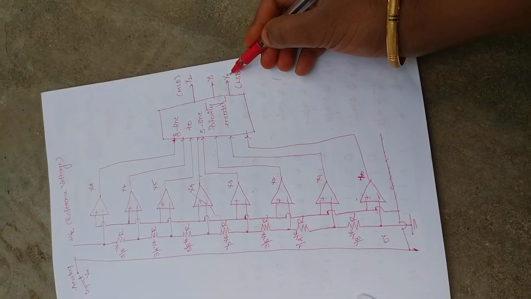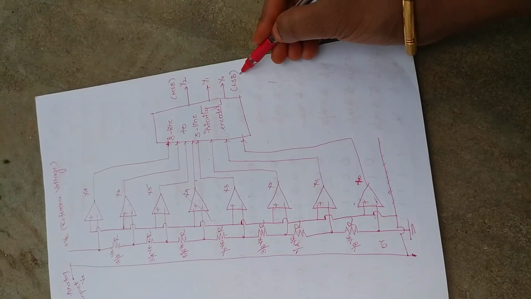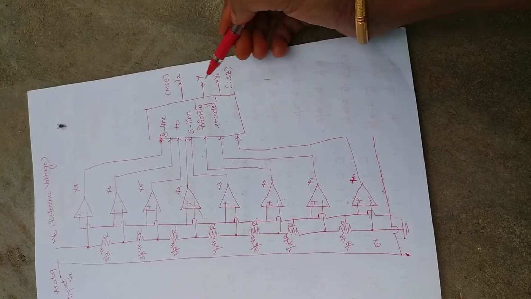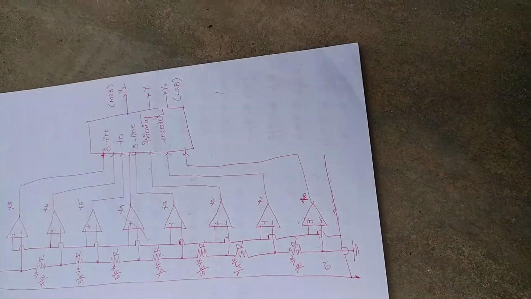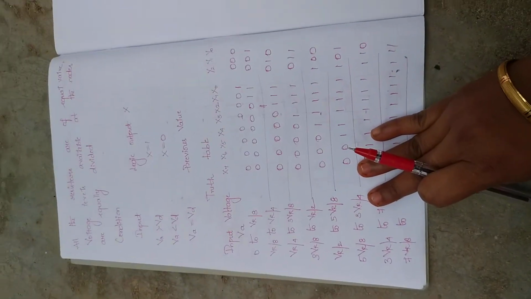So you'll be having Y0, Y1 and Y2. These three are your digital outputs. Y0 is your LSB and Y2 is your MSB. Next, you have the truth table.